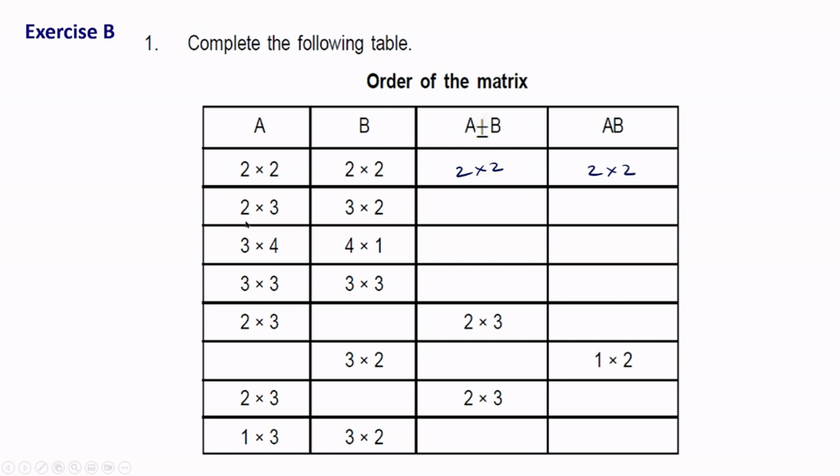And next we have the next situation where order of A is 2 by 3, order of B is 3 by 2. Here since order of A is not equal to order of B, A plus or minus B is not defined. So here we cannot find the order of this matrix. This is not possible. And next we have AB. Here we can see that the number of columns in A is equal to the number of rows in B. So order of AB is defined and order of AB is given by, this is the number of rows and this is the number of columns. So it is 2 by 2.